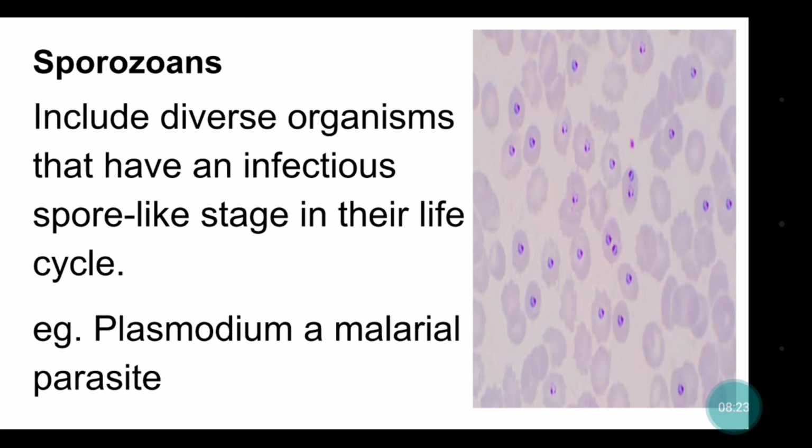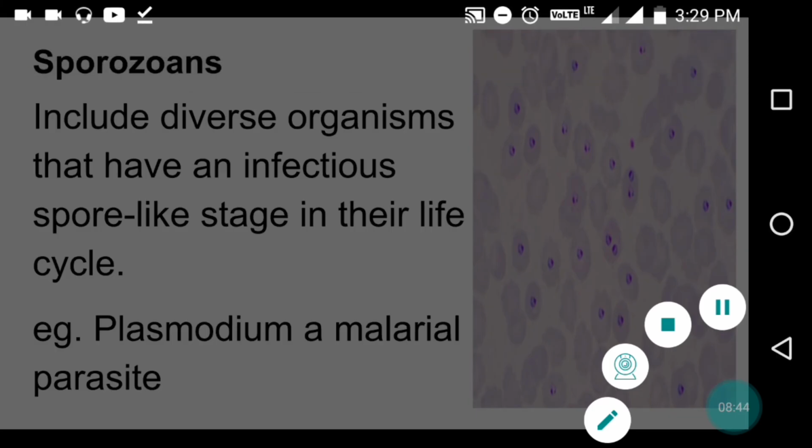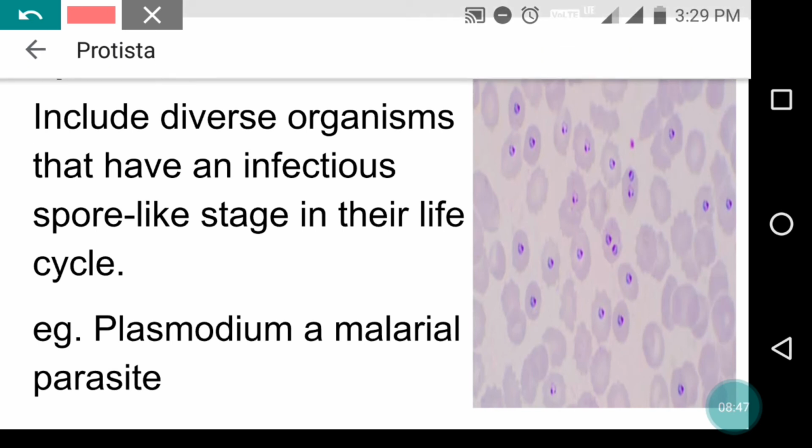Sporozoans, the last one. It includes diverse organisms that have an infectious spore-like stage in their life cycle. Plasmodium, a malarial parasite. Plasmodium is the most famous microorganism, or you can say protista, that is found, and it causes malaria.